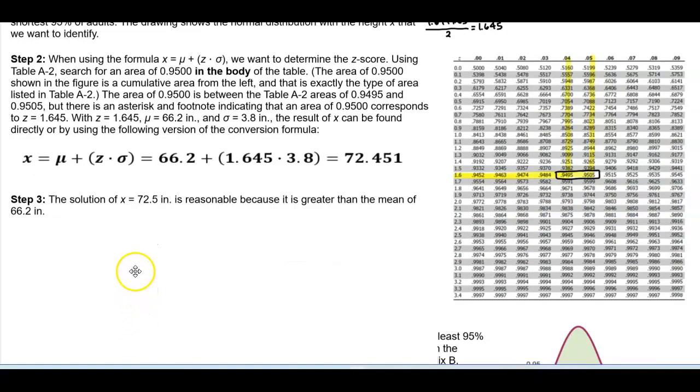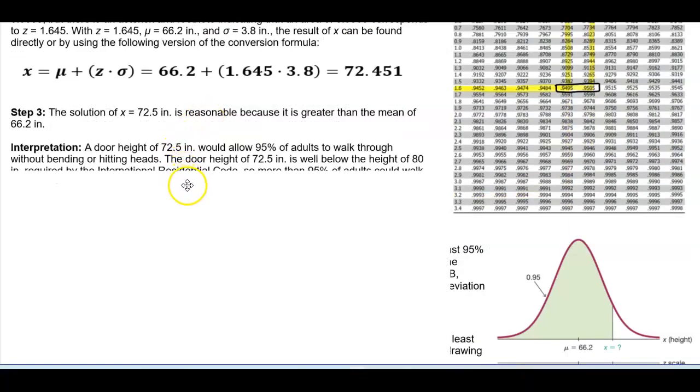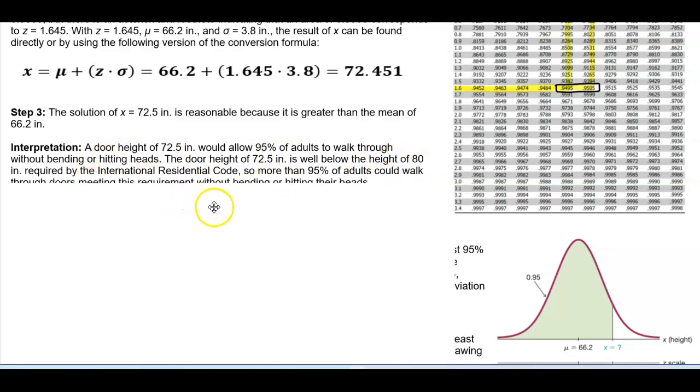Okay, so now let's take a look at the second part of the question. It says, how does the result compare to the door height of 80 inches required by the International Residential Code? Well, here's our interpretation. A door height of 72.5 inches would allow 95% of adults to walk through without bending or hitting their heads. The door height of 72.5 inches is well below the height of 80 inches required by the International Residential Code, so more than 95% of adults could walk through doors meeting this requirement without bending or hitting their heads.